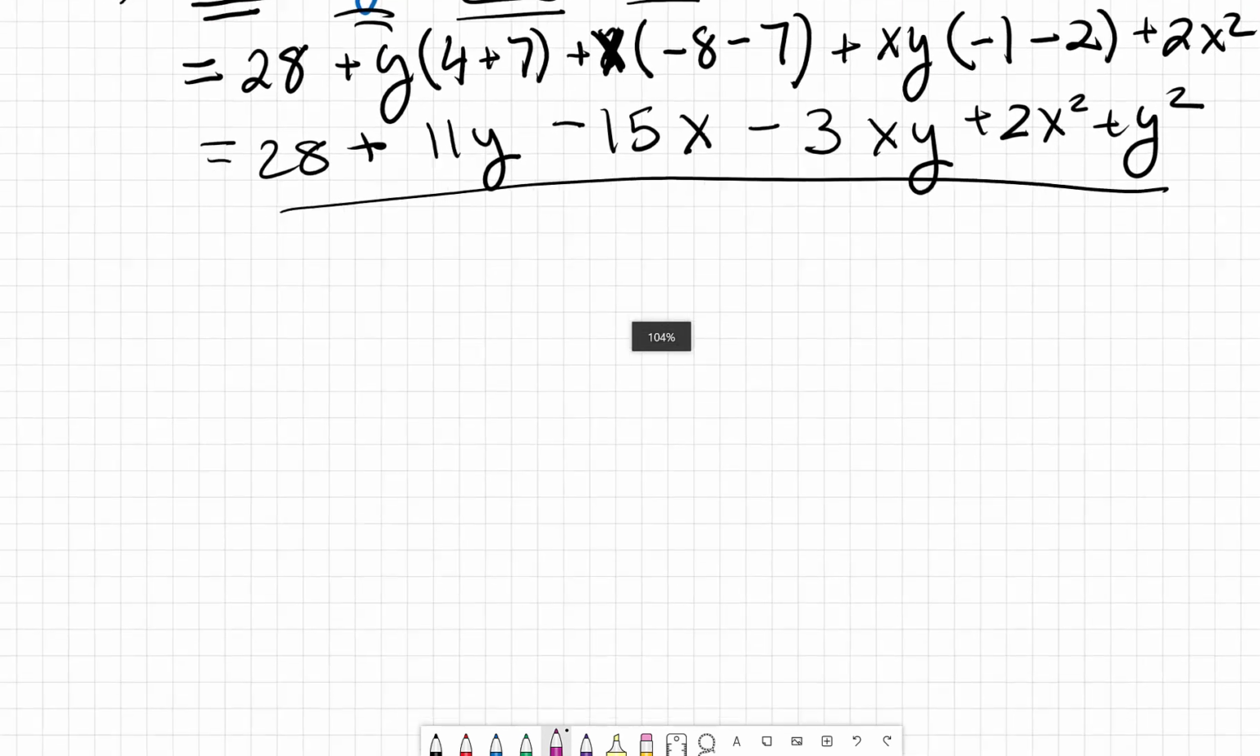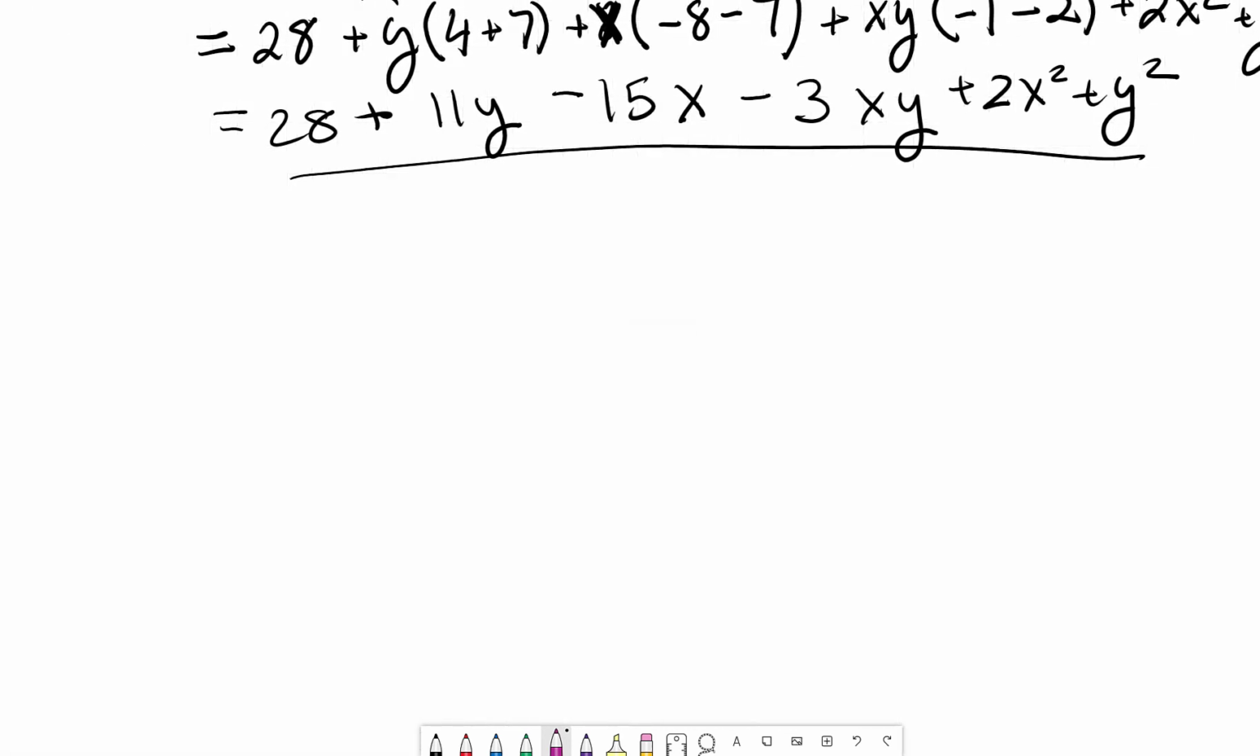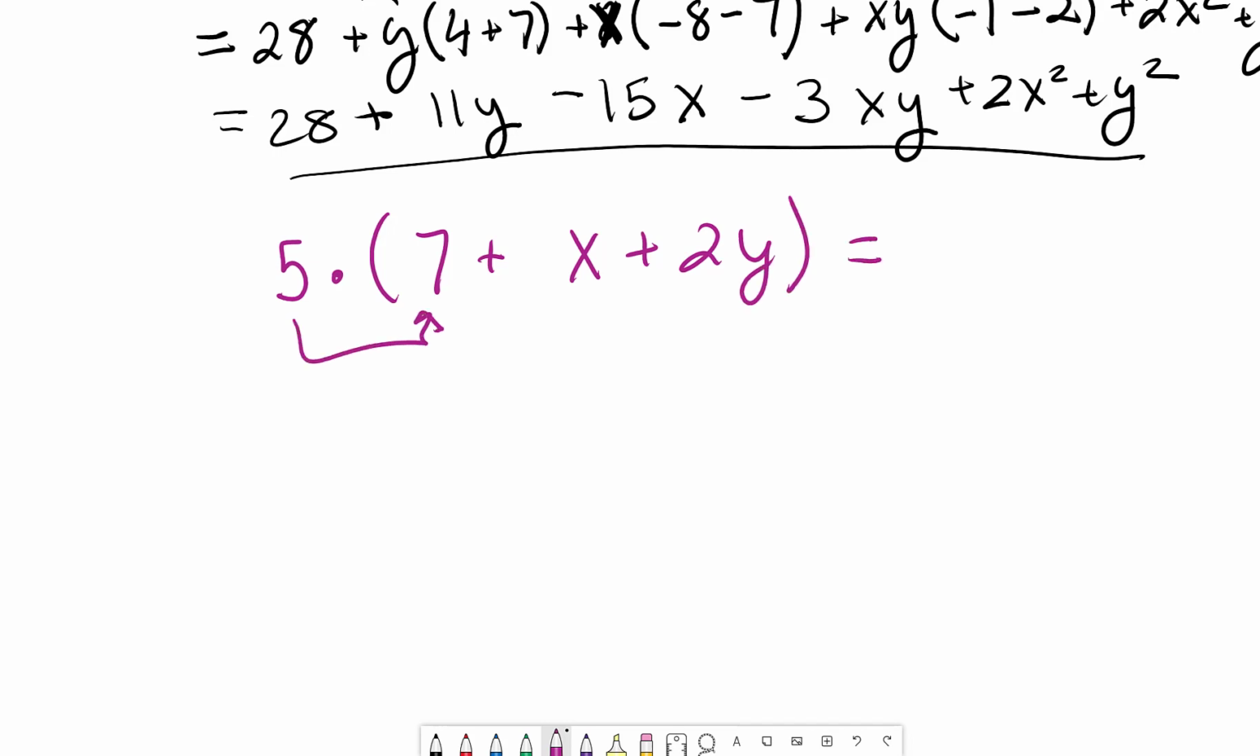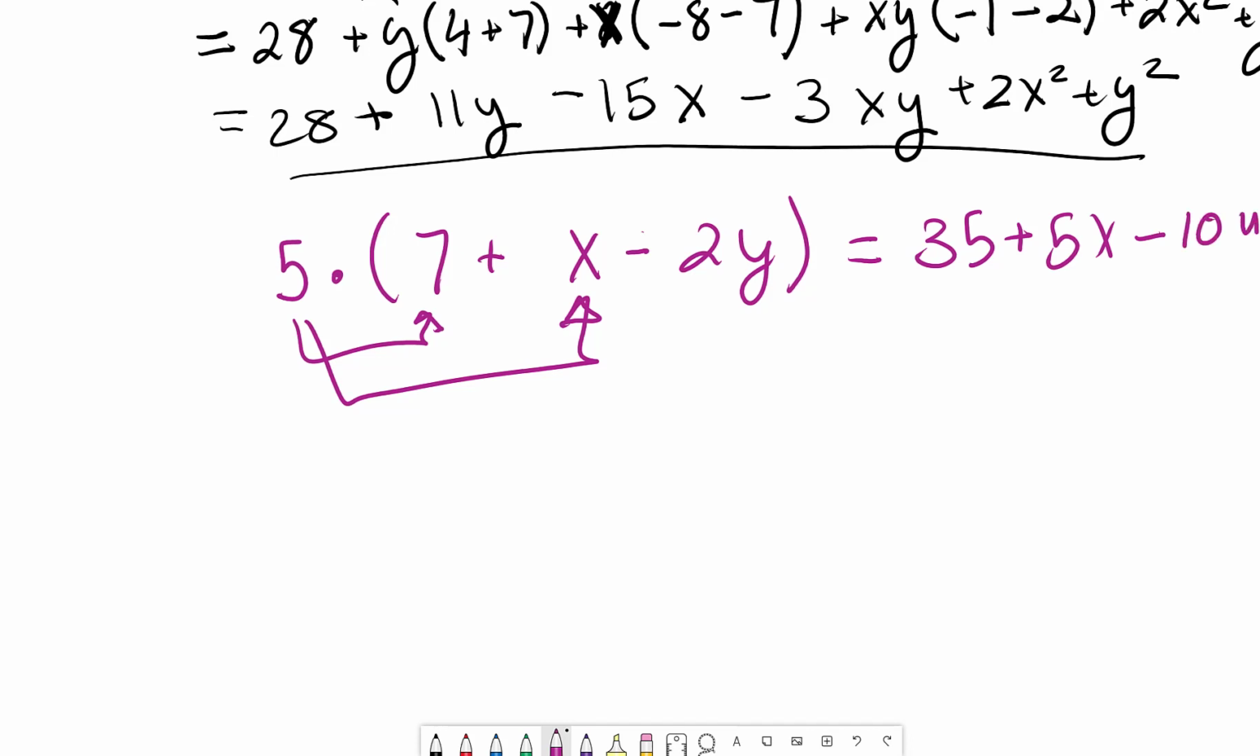Let's look at something a little simpler just to review this again. What if we have 5 times 7 plus x plus 2y? What will that equal? Again, 5 times 7 is 35. Now we'll multiply 5 by x, plus 5x. And let's make this a little more interesting by using subtraction here. Minus 5 times 2y, which is 10y. Okay, so we've multiplied 5 by all of these.